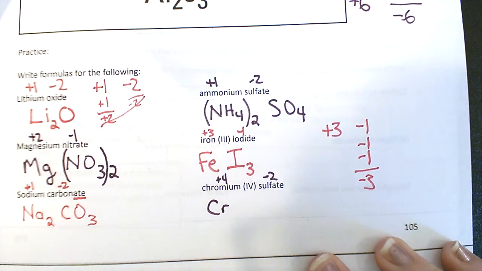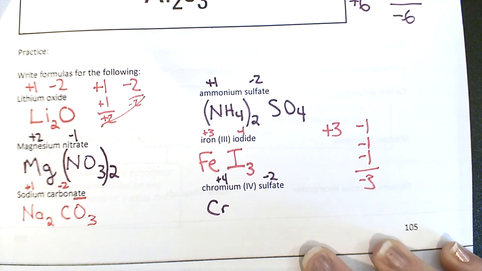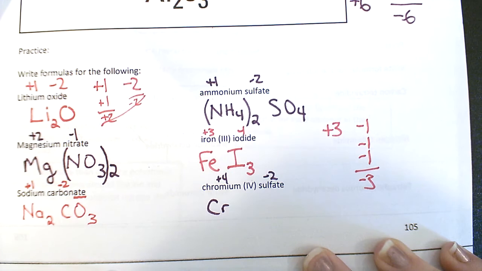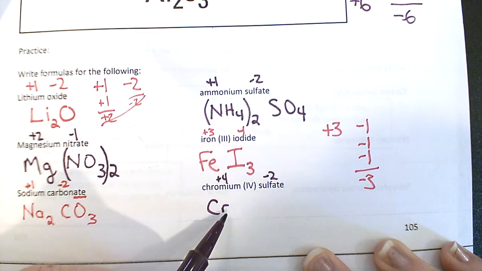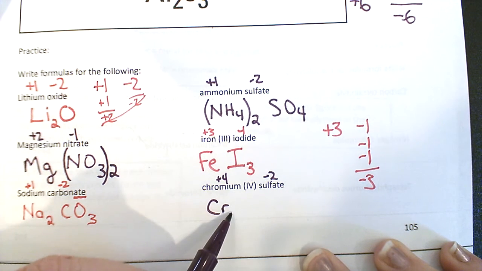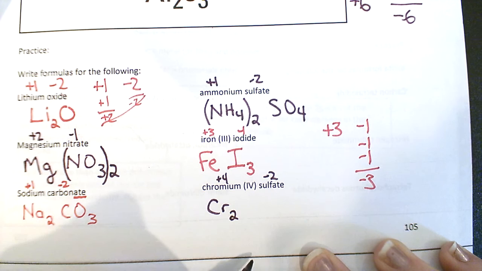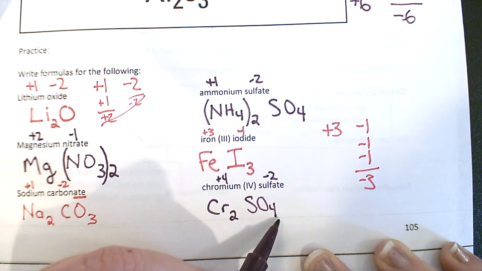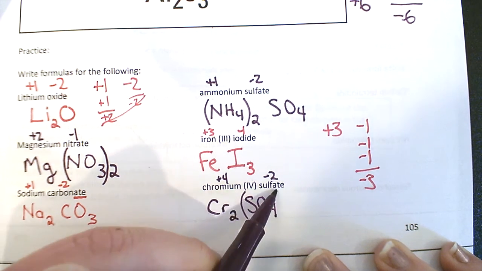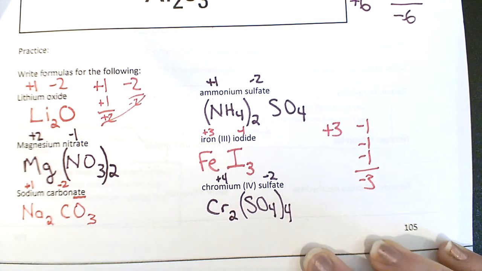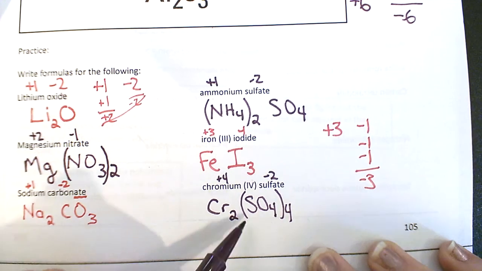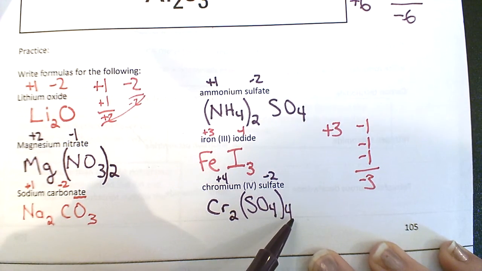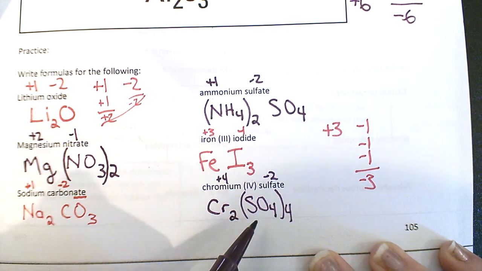So chromium is Cr. How many would we need using the crisscross method? Alright, so remember, to figure out how many we need, we look at the charge of the other ion, so that'd be a 2. And sulfate is SO4. And how many would we need? I'd need 4 of them. Okay. Remember, the parentheses are because I don't want 44 oxygens, I want 4 sulfates.